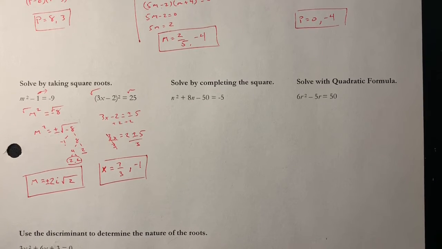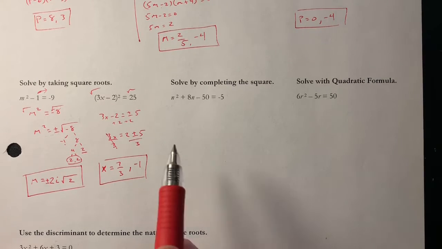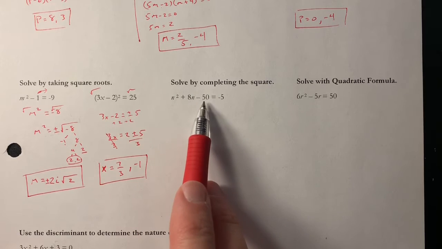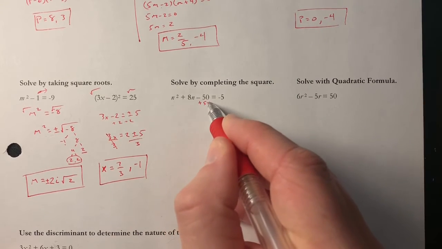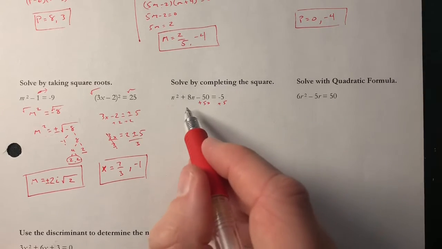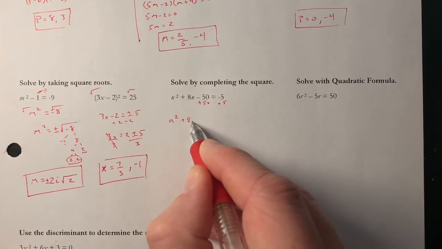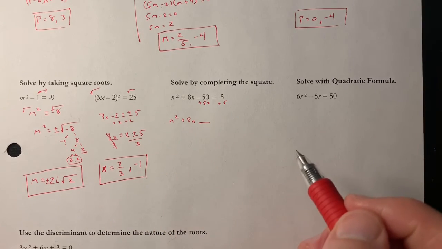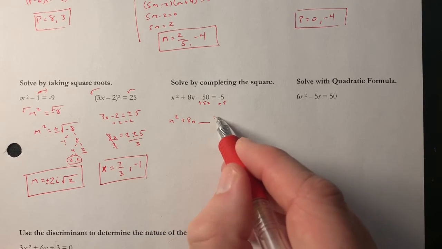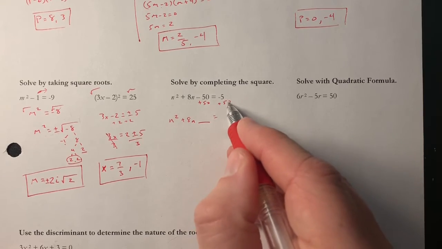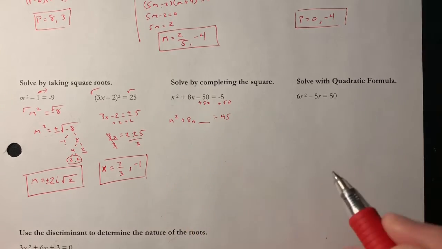Okay, next up, solve by completing the square. So in order to complete the square, I need a lead coefficient of 1, which I have. I also need to get rid of this c by moving it to the other side, so I'm going to add 50 to both sides, and I'm going to make room for a new c. N squared plus 8n, and then a blank for my new c, equals negative 5 plus 50, which is 45.